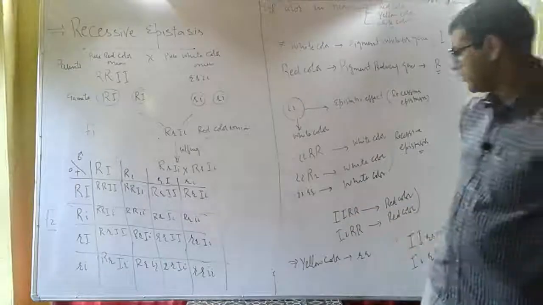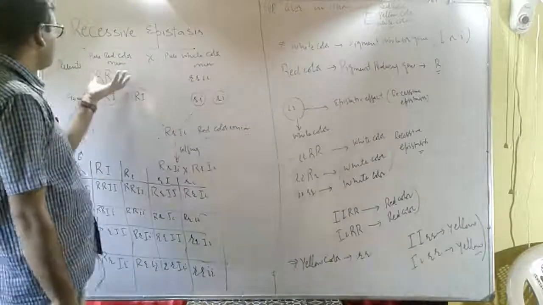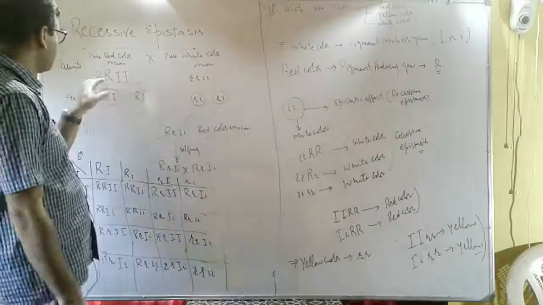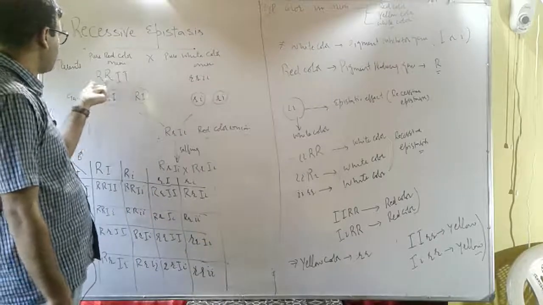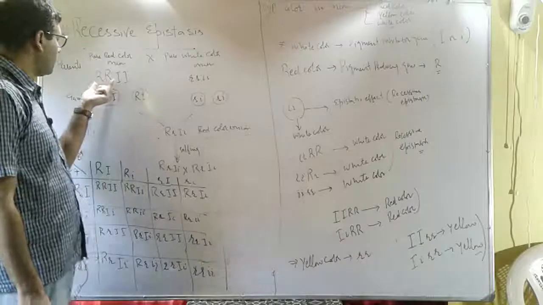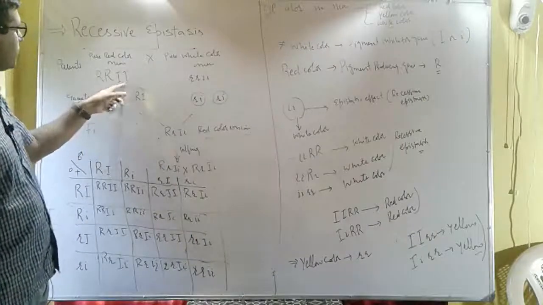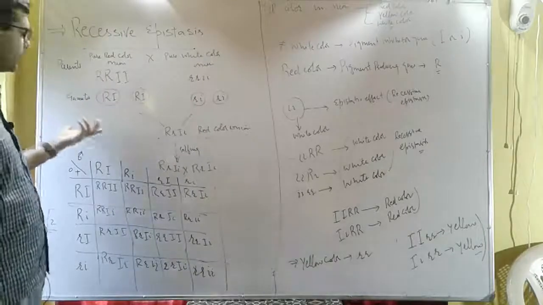Now we see here, this is the cross. We have taken pure red onion and it has been crossed with the pure white onion. This I gene is the pigment inhibitor gene. It is the inhibitor to the pigment producing gene, R gene, only in the recessive state. In the dominant state, the pigment producing gene can express itself and the red color is produced.